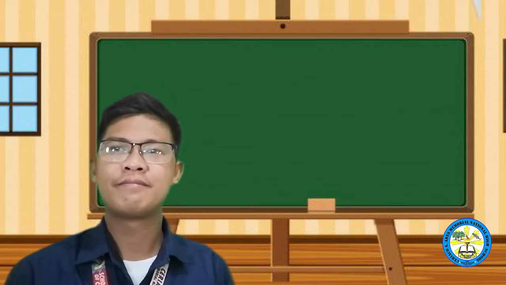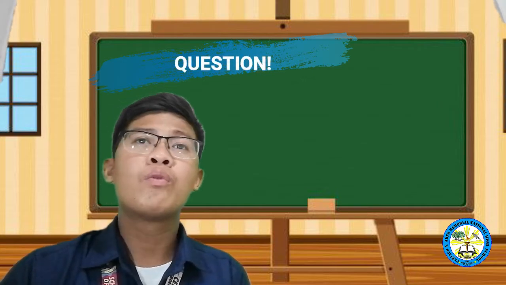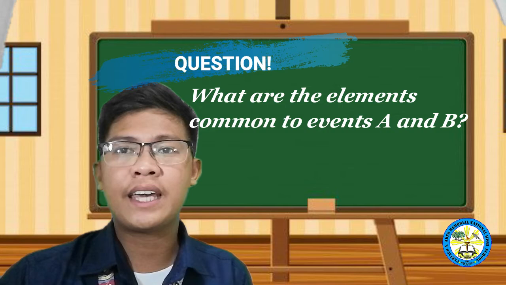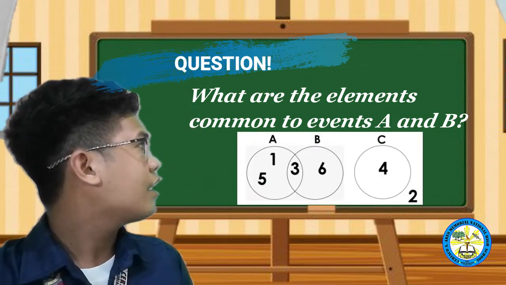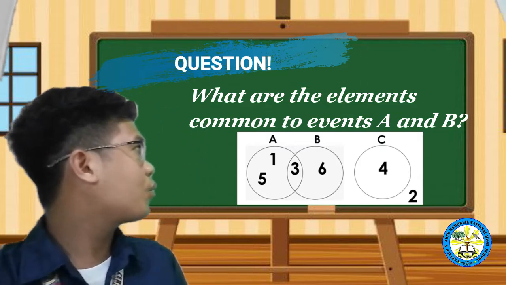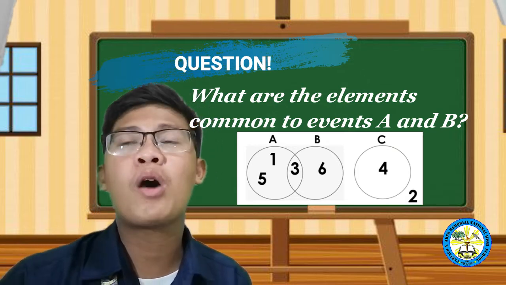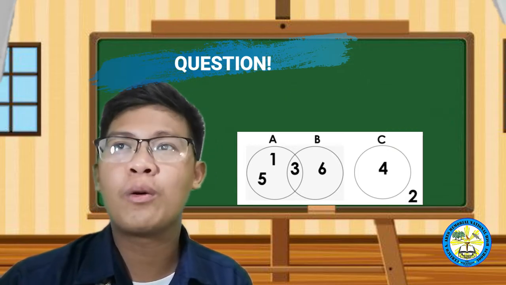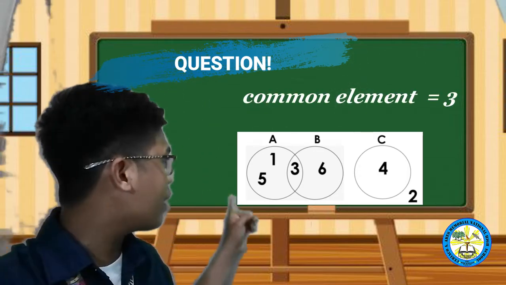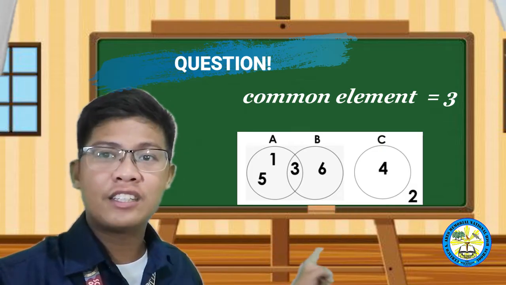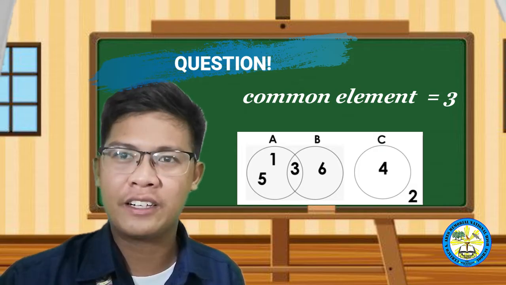Very good. Okay, so let's try to figure out the answer to this question. What are the elements common to events A and B? Let's look at our Venn diagram. As you can see, there is an intersection between event A and event B. That intersection in our illustration is the common element. Therefore, the common element for event A and event B is the number 3, based on our Venn diagram.